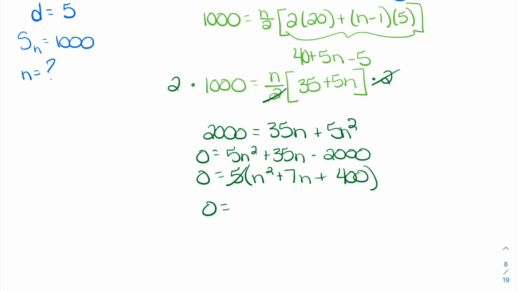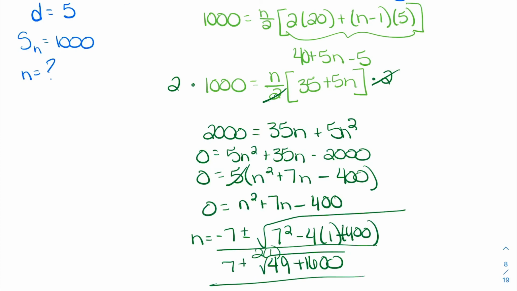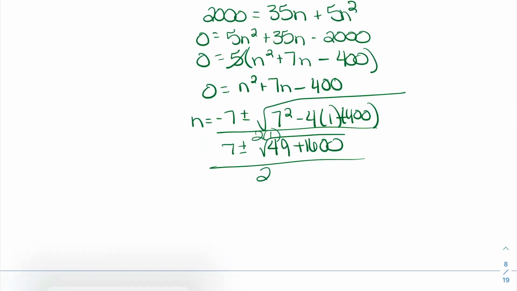This actually does not factor, so we have to use the quadratic formula. Look at that. So n is equal to negative 7 plus or minus the square root of 7 squared minus 4 times 1 times 400. And wait, that's a negative 400, isn't it? I missed my sign. Sorry, guys. That's a negative. Okay. So that's going to be 49 plus 1600. Oh, all over 2 times 1. Sorry. Okay. So we have n equaling negative 7 plus or minus the square root of 1649 divided by 2.